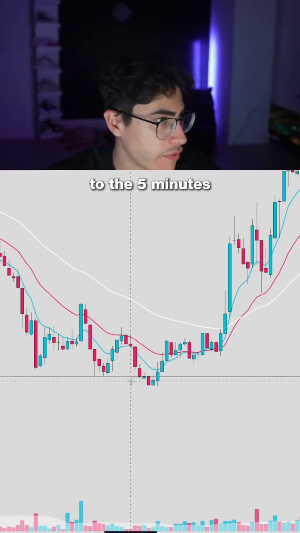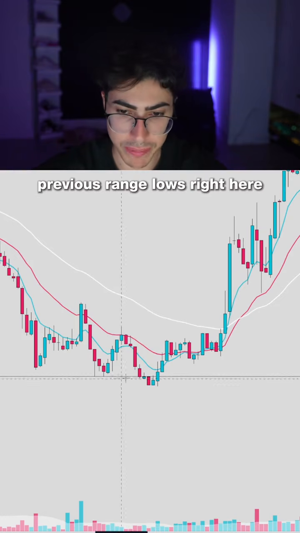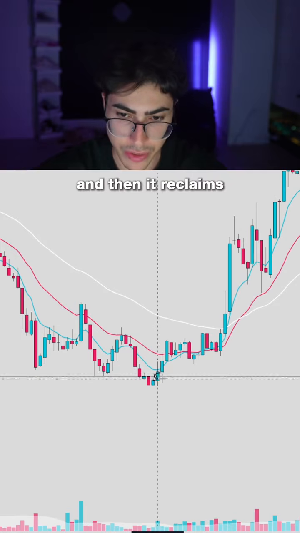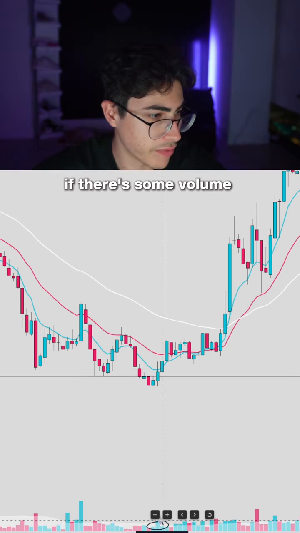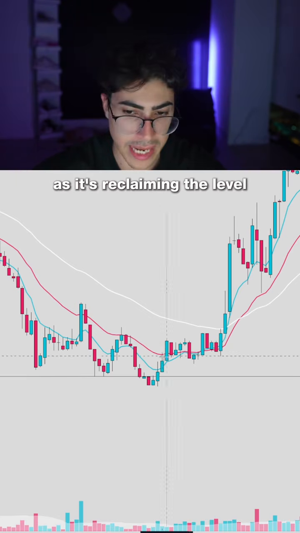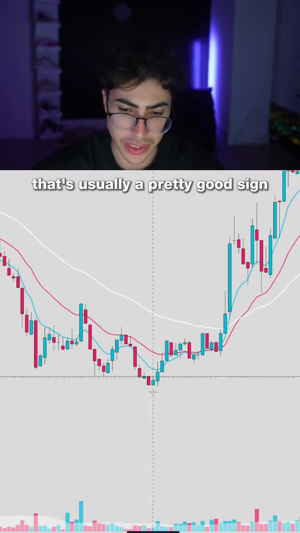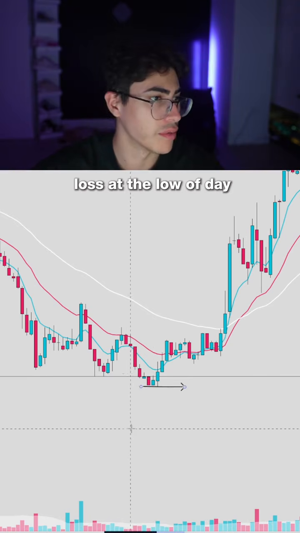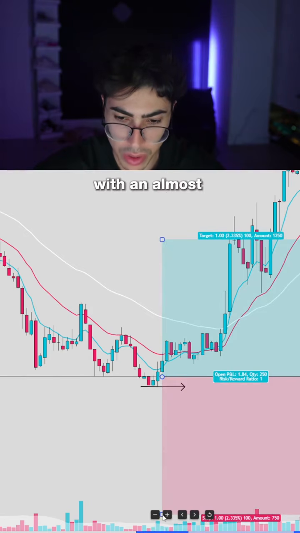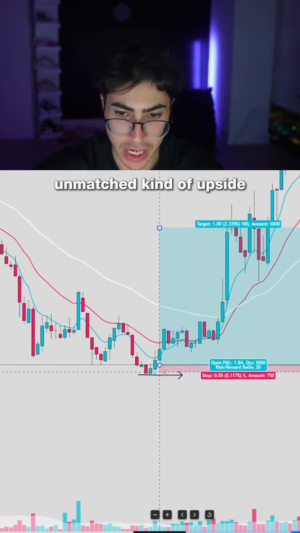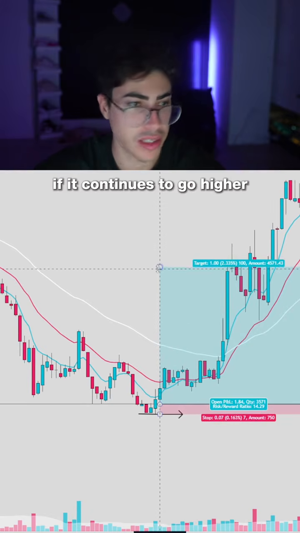All right, so going down to the 5-minute, this stock right here ends up breaking the previous range lows right here, and then it reclaims. That's going to be your entry right there. Another good thing to look for is volume. If there's some volume coming in on the stock as it's reclaiming the level, that's usually a pretty good sign. You can put your stop loss at the low of day. You have a tiny risk on this position with an almost unmatched kind of upside. This is pretty much uncapped if it continues to go higher here.